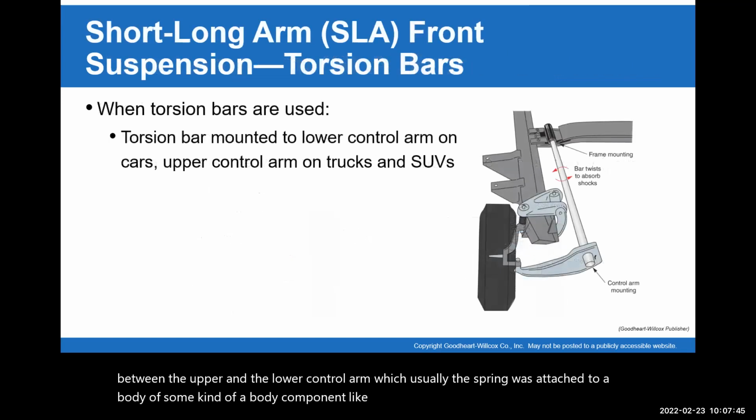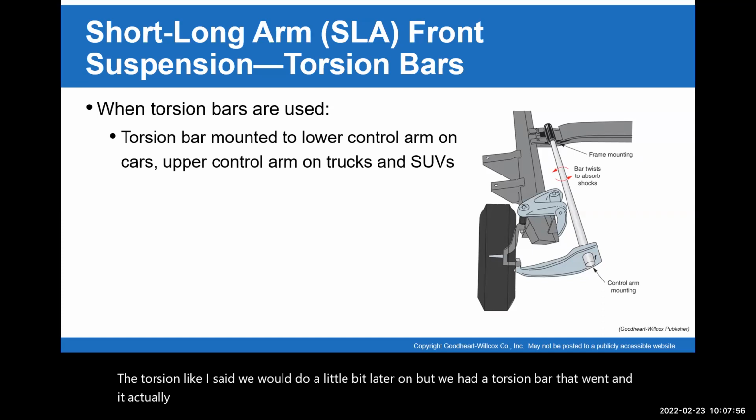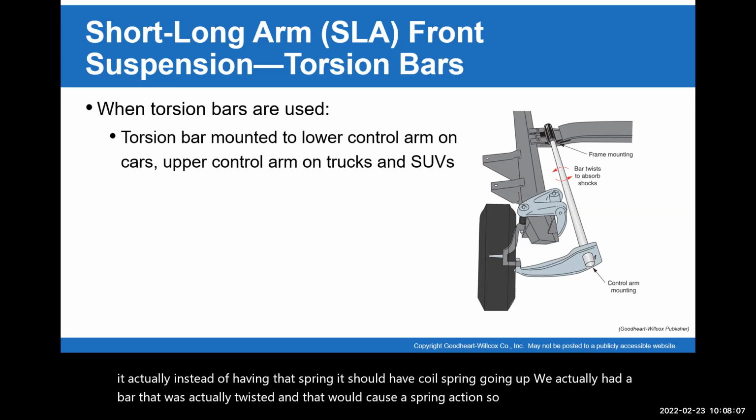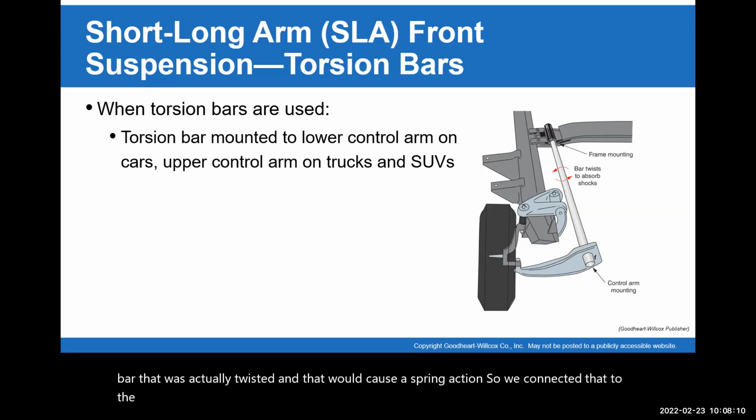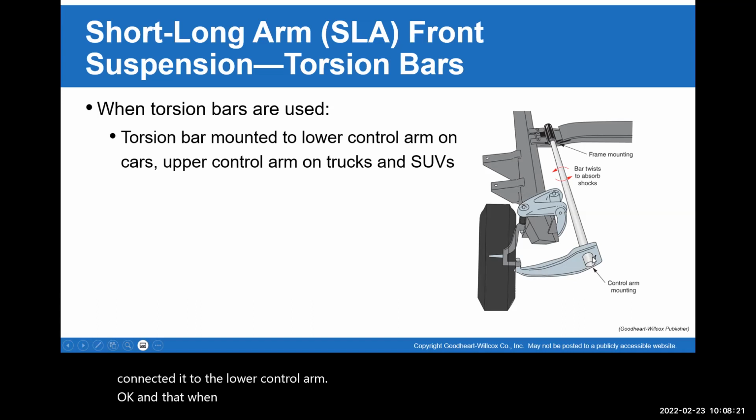And then we go into the torsion, like I said we would do a little bit later on. We had a torsion bar that, instead of having that coil spring going up, was actually a bar that was twisted, and that would cause a spring action. So we connected that to the frame, which you see on the back here, and then we connected it to the lower control arm, okay? When we twist that bar, we put a little bit of a springing action to it.